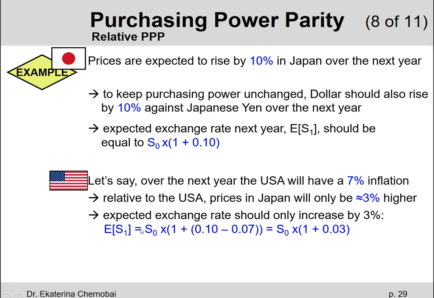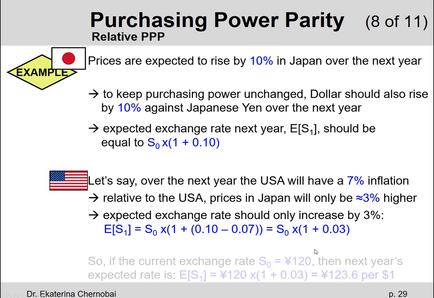How would we calculate the exchange rate in 1 year? We would take the current or spot exchange rate S0 and multiply it by 1 plus 3%. What is 3%? That's the difference between 10% inflation in Japan and 7% inflation in the United States.